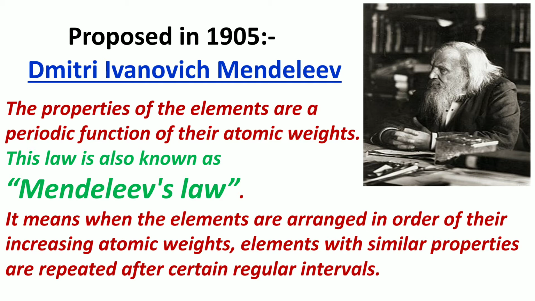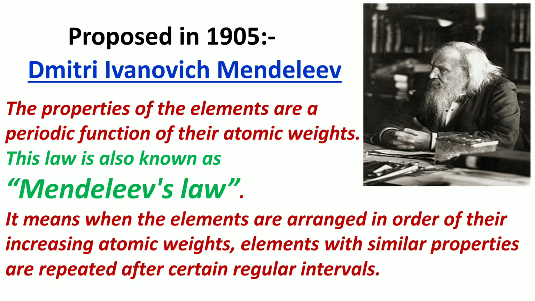Lothar Meyer observed a change in the length of that repeating pattern. So, Lothar Meyer plotted the physical properties such as atomic volume, melting point, and boiling point against atomic weight and obtained a periodically repeated pattern. The properties of the elements are a periodic function of their atomic weights. So these chemists are responsible for the development of the modern periodic table.